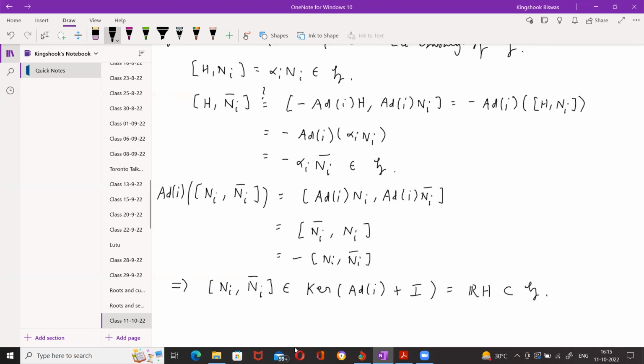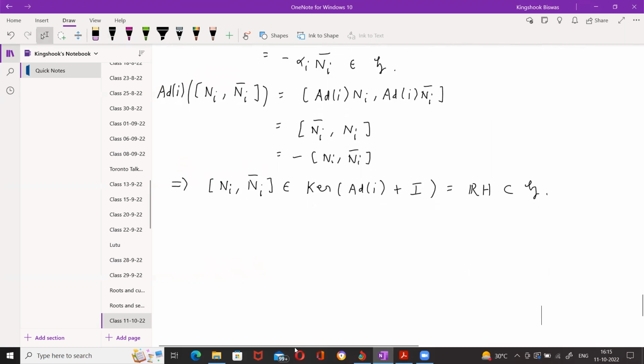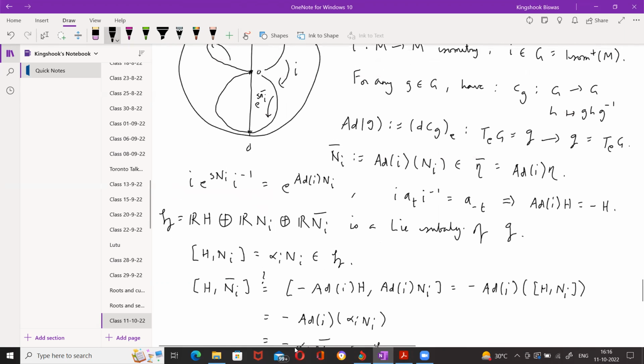And in fact, this is isomorphic to little sl2, with different constants, that's all right. In the usual presentation of little sl2, you have the three generators H, N, and N bar. The bracket of H and N is 1 times N or 2 times N, depending how you write it. In some books I've seen 1, in some I've seen 2.